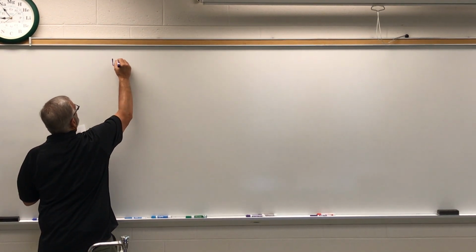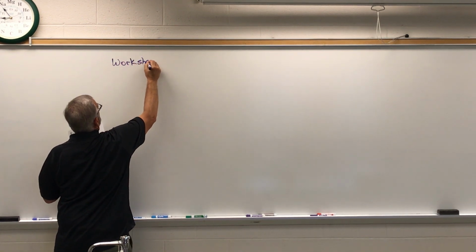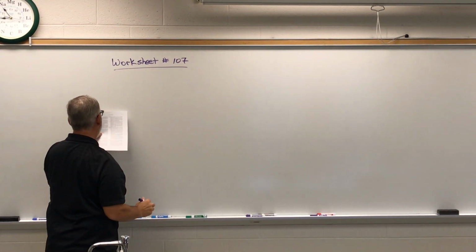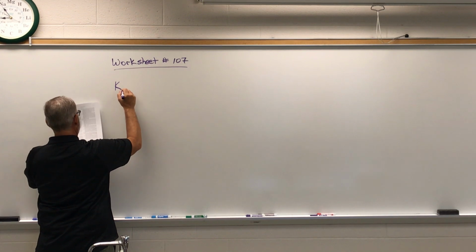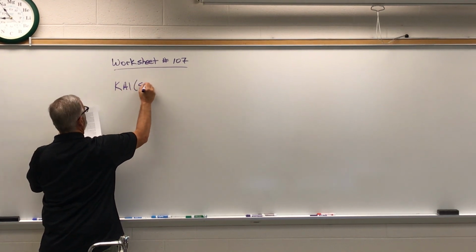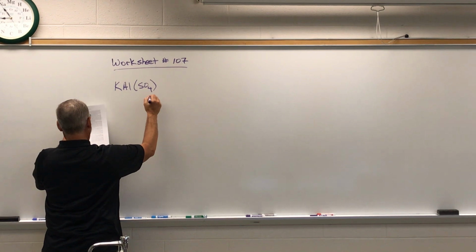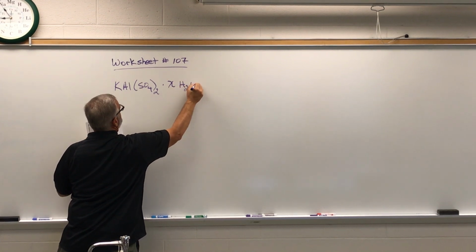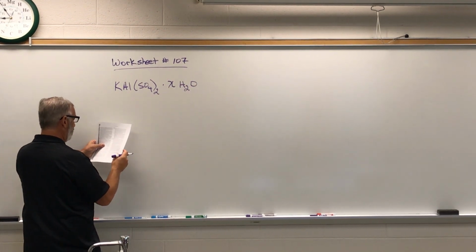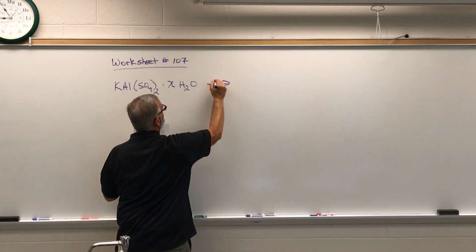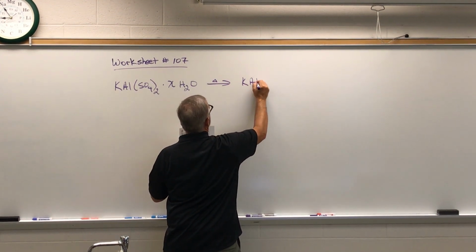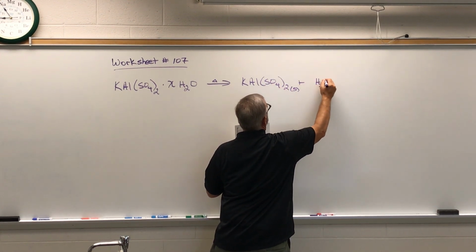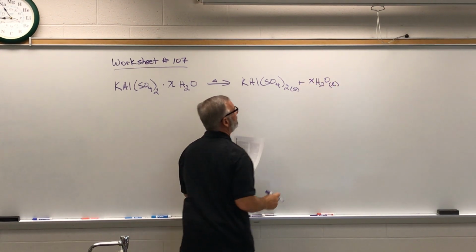So this is worksheet number 107. So we have KAl(SO4)2 dot X H2O. Okay? And we start with that, and we're going to heat that up, and it's going to make KAl(SO4)2 solid plus H2O liquid, X amount of it.